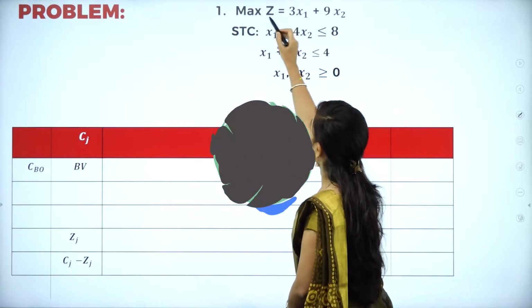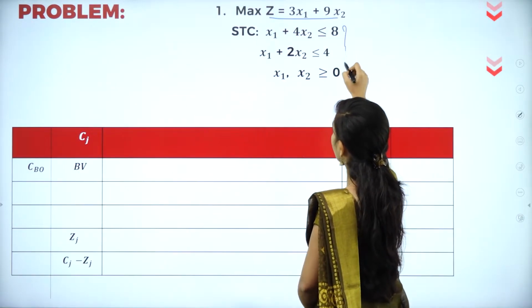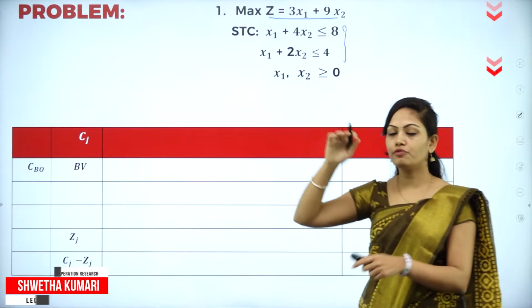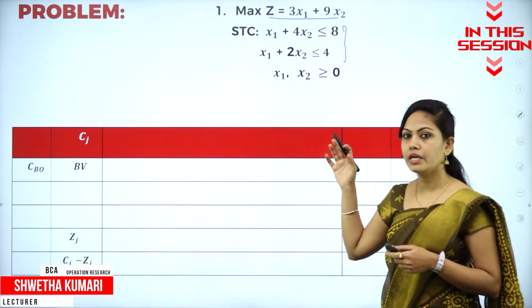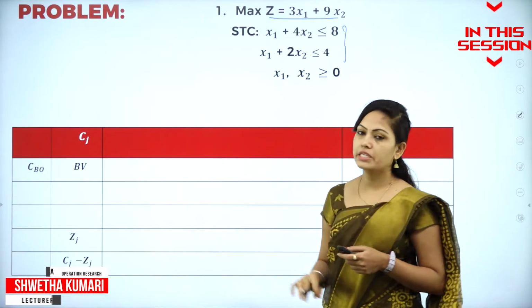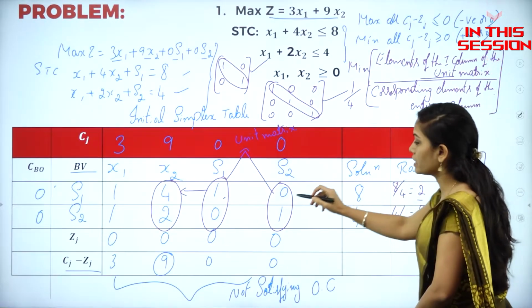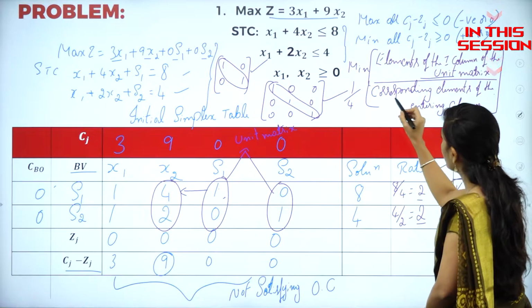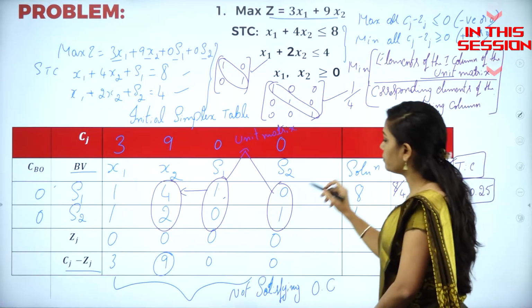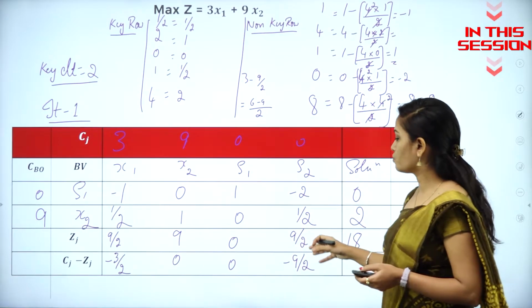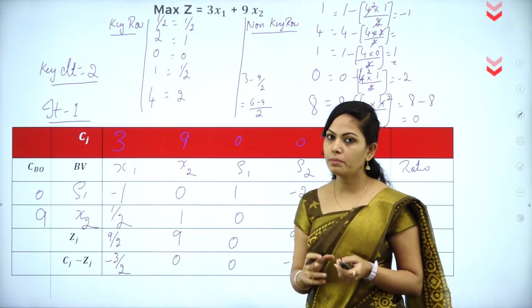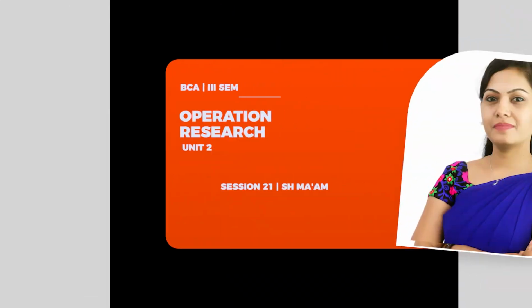I have a maximization problem and two constraints. So what is the first step? The first step is you have to convert this inequality of constraint into equality. Elements of the first column of the unit matrix, it is 0, divided by the corresponding elements of the entering column is again 4. Now you can cross verify whether these values are satisfying the optimality condition or not.